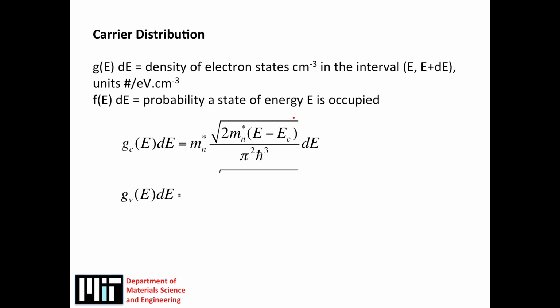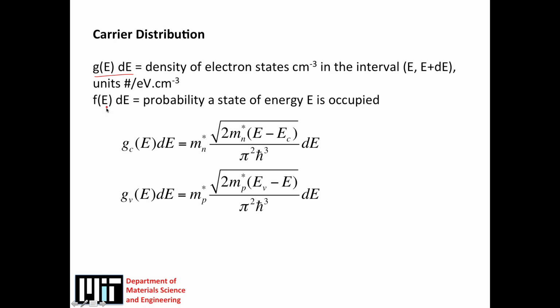Let's look now at the carrier distribution. Where exactly are these carriers in terms of energy within these bands, the conduction band and the valence band? So we can define g(E) as the density of electron states, that's per cubic centimetre, within some interval between energy E and E plus delta E. And so it's going to have units of number per electron volt per cubic centimetre.